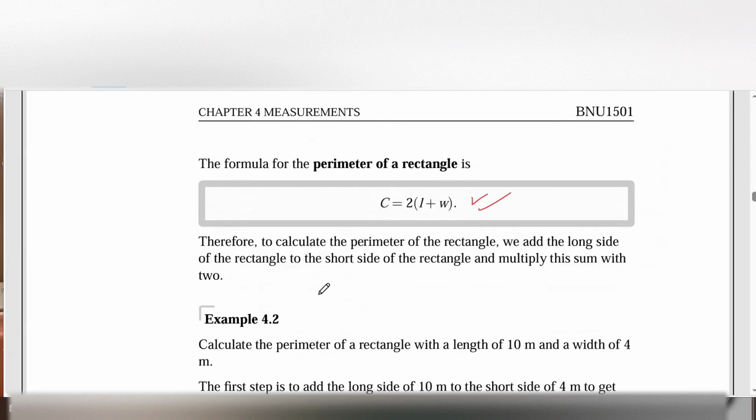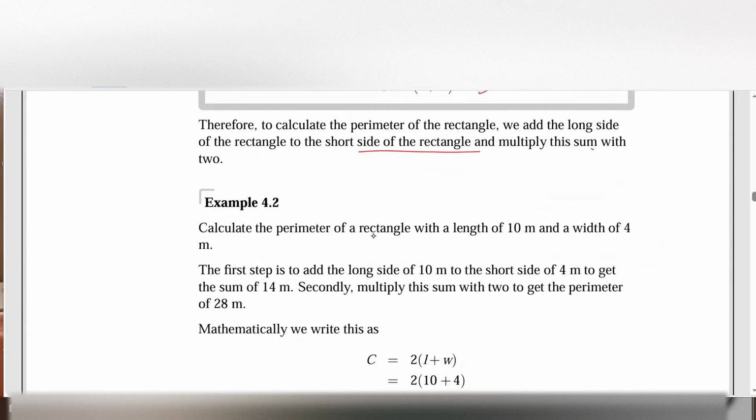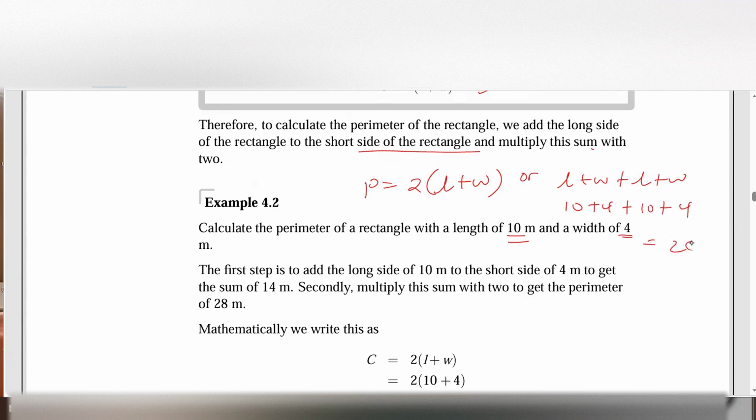To calculate the perimeter, we must add the sides on the short side and multiply. Here's an example. Calculate the perimeter of a rectangle with a length of 10 and a width of 4. So we say perimeter is twice into length plus width. Or alternatively, you can go the old school way: length, width, length, width. So 10 plus 4, 10 plus 4, which gives us 28 meters. If you punch it here, it will still be the same thing. So 2 times 14, which is still 28.